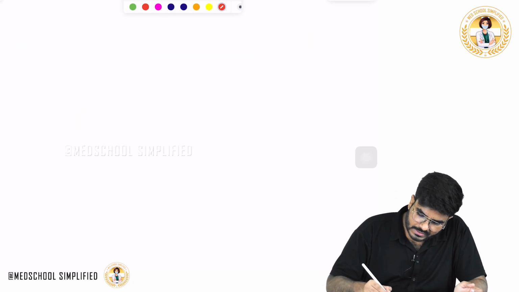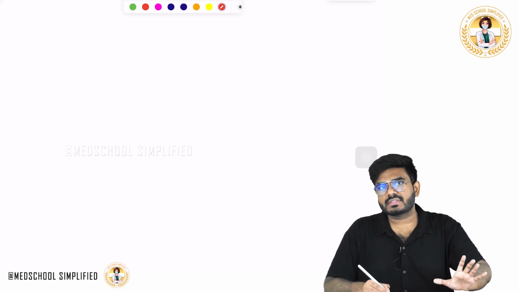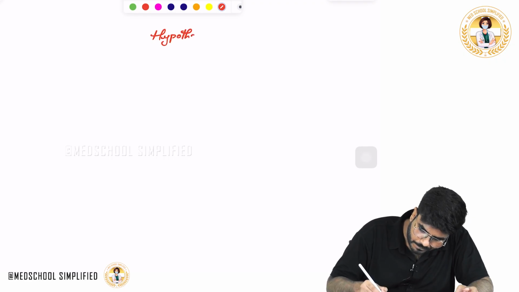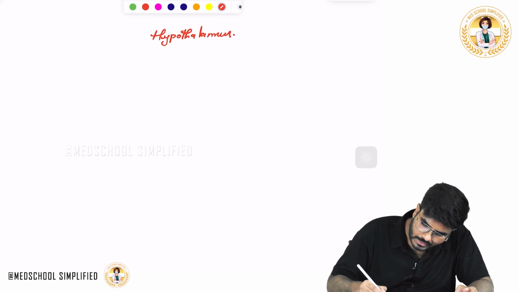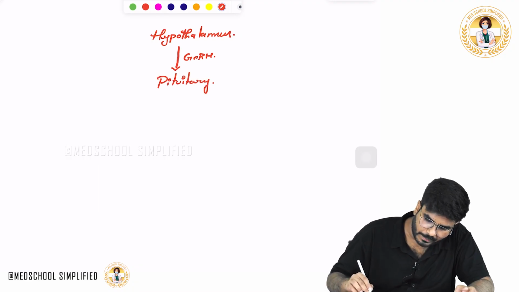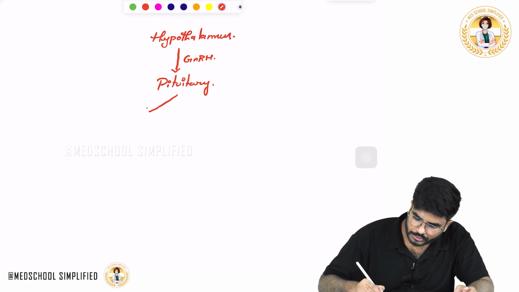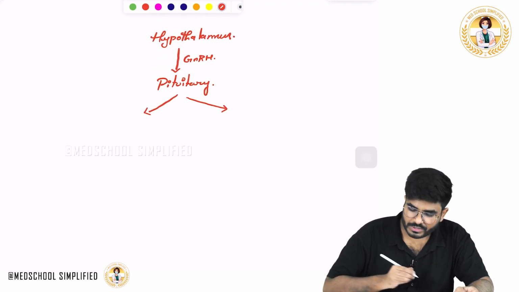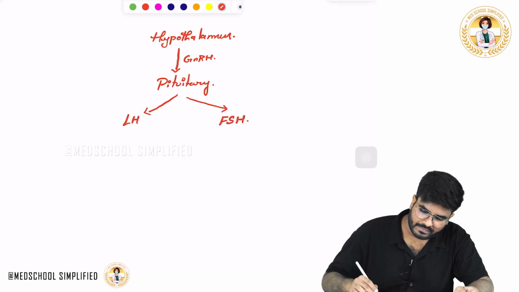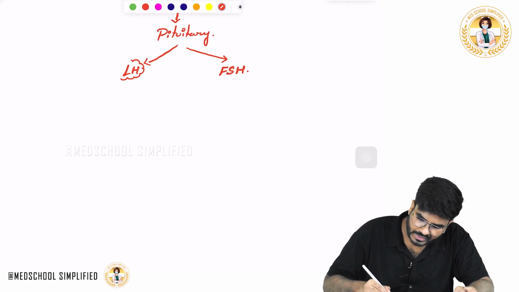So now here let's discuss the axis. Whatever we have discussed, let's make it more clear. So here there is the hypothalamus. That hypothalamus is going to produce GnRH in the females. The GnRH is going to act on the pituitary gland. Now the pituitary gland is going to produce gonadotropins. What are the two gonadotropins? LH and FSH.